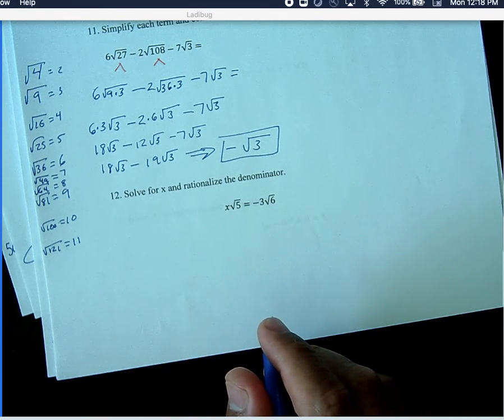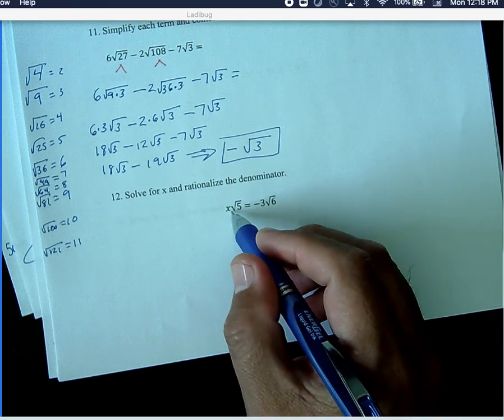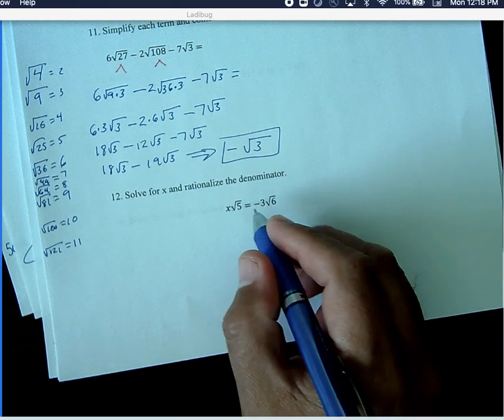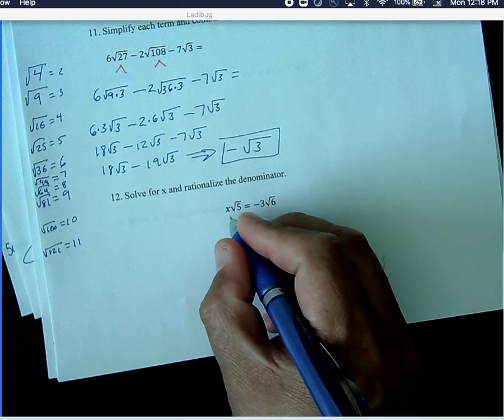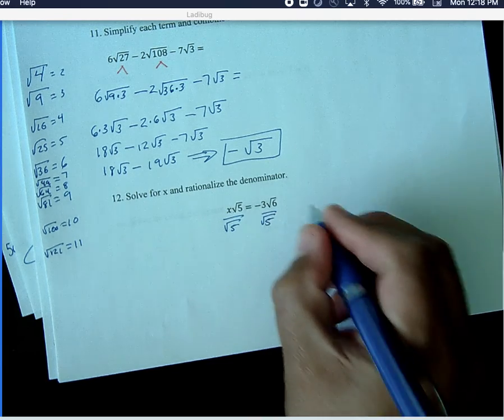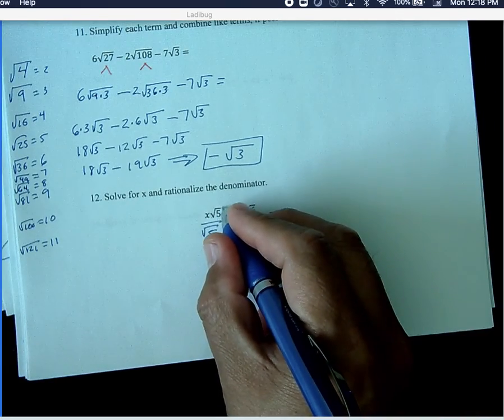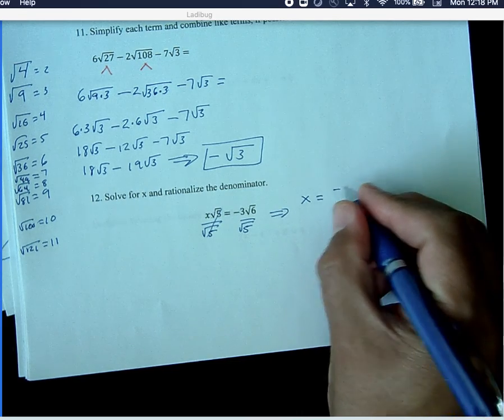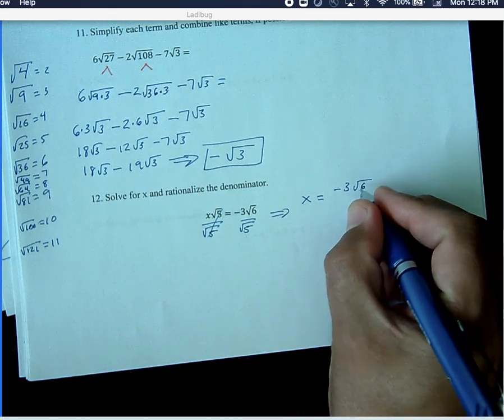So solve for x, in rationalized denominator. In order for us to solve for x, we need to get rid of that radical. So we're going to divide by square root of 5. So this goes away. So we have x is equal to negative 3 square root of 6 over square root of 5.